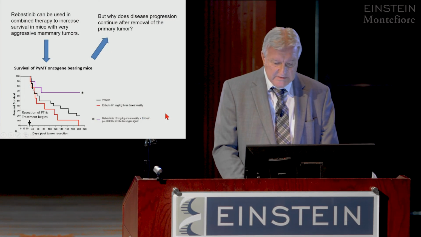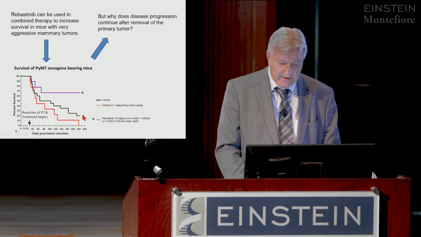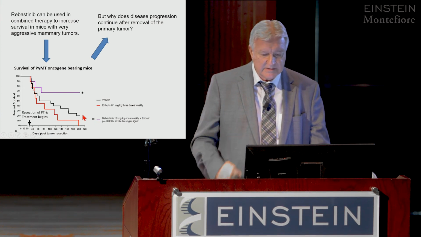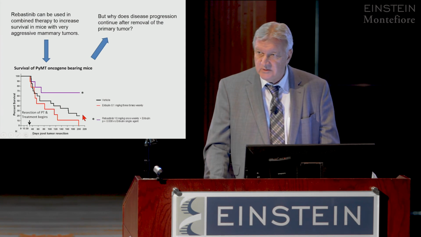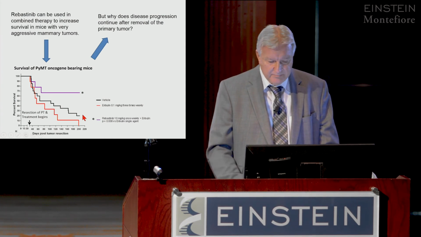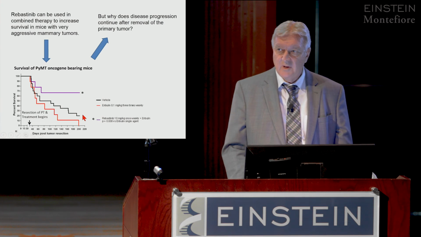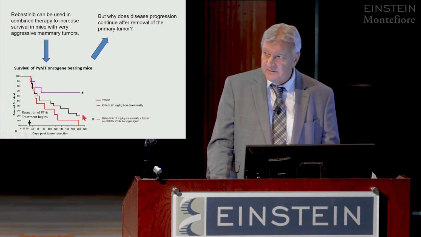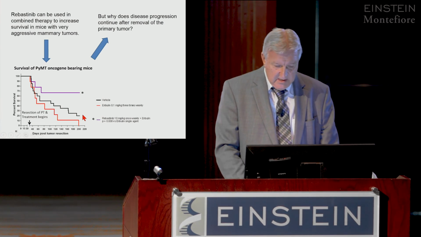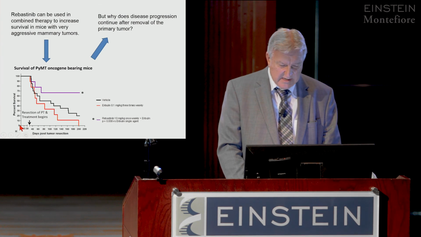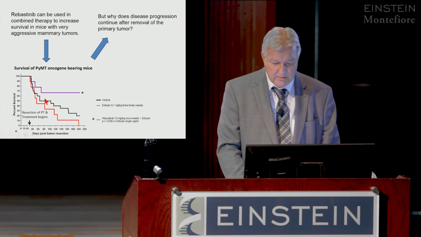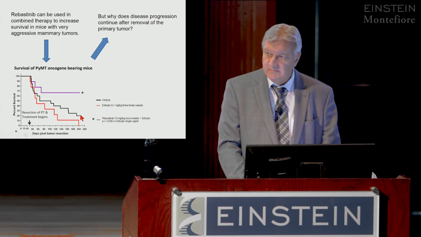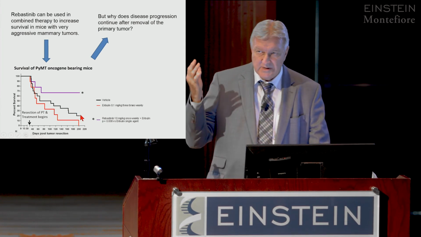So we did a preclinical trial with a large number of animals that have a very, very aggressive mammary tumor called PyMT. It's an oncogene-driven metastatic tumor. The animals don't live more than a couple of months. They die due to metastatic disease. So in this study, the tumor is removed, and then they get a course of treatment. If they get no treatment, they die even after removal of the primary tumor due to disseminated sites.